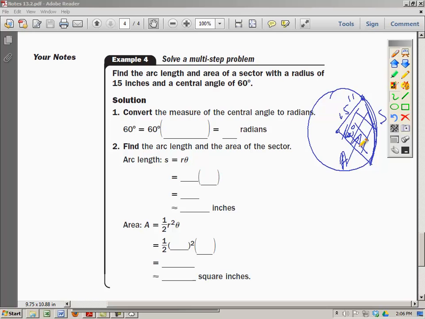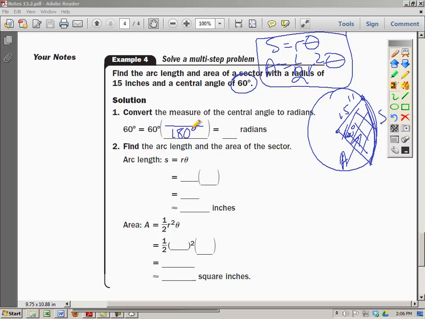Now the first thing we have to do is convert 60 degrees into radians, because the formulas S equals r theta, and A equals 1/2 r squared theta, neither of these work unless you change your angle to radians. So first, 60 degrees, I multiply by pi radians over 180 degrees, because I want degrees to cancel. This becomes 60 pi over 180, which is simply pi over 3 radians. If you had your unit circle, you'd know that 60 degrees is pi over 3 radians.